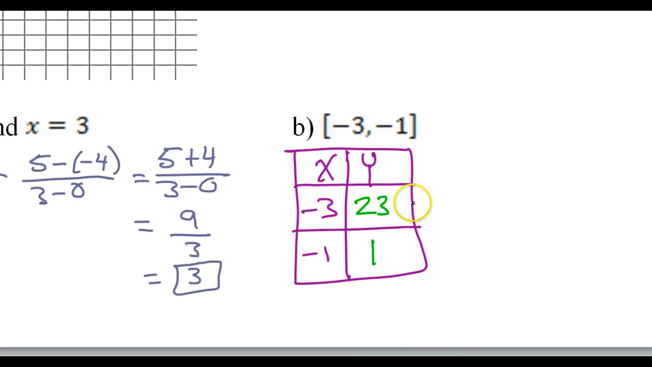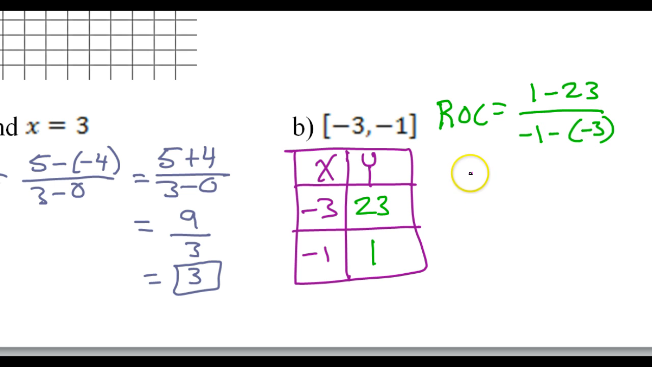Okay, so let's go on and calculate our rate of change. So the rate of change is going to be y minus y. So that's going to be 1 minus 23 over x minus x. So that's going to be -1 minus -3. Okay, so 1 minus 23, well, let me just do one more step. So this is 1 minus 23 over -1 plus 3. Okay, because that whole double negative thing.